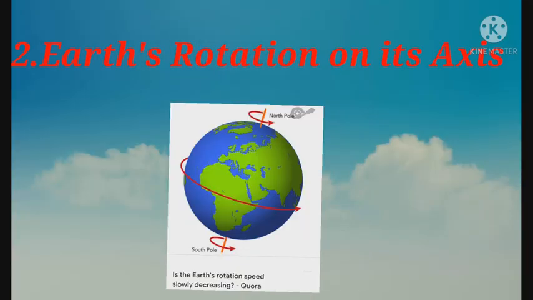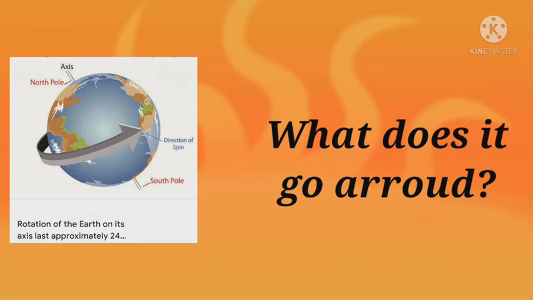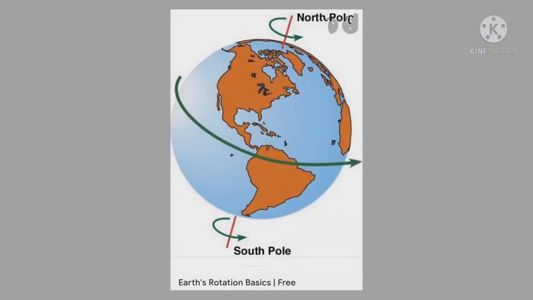Second one, Earth's rotation on its axis. The Earth rotates or goes around just like a top spins. What does it go around? It actually rotates around an imaginary line which joins the North Pole and the South Pole. This line is called the axis of the Earth's rotation. All parts of the Earth go around this line once a day. In other words, the Earth takes about 24 hours to rotate around its axis.